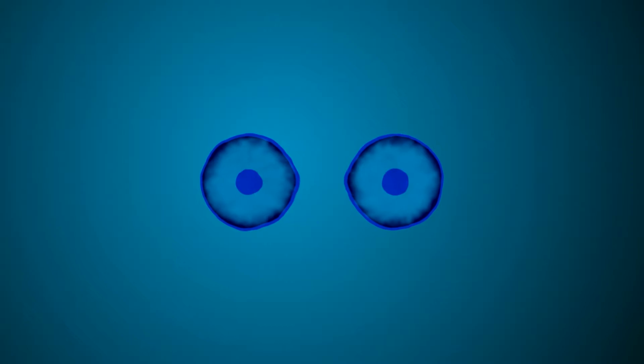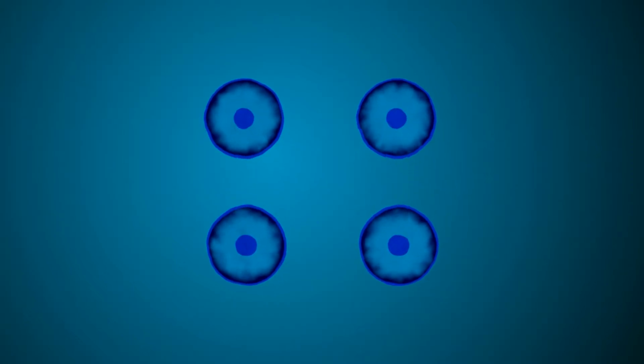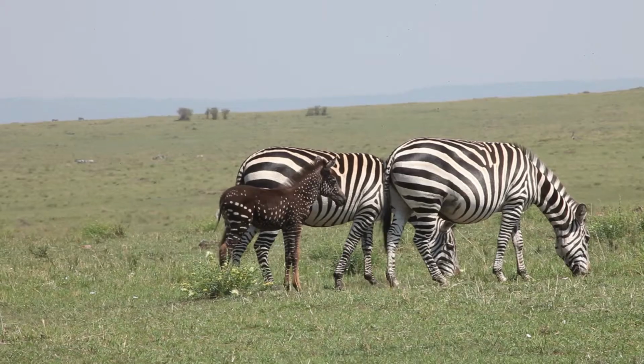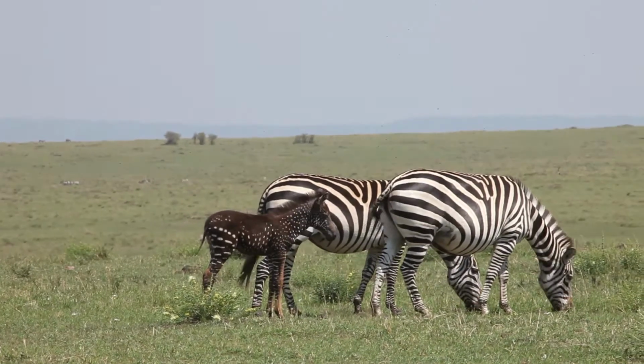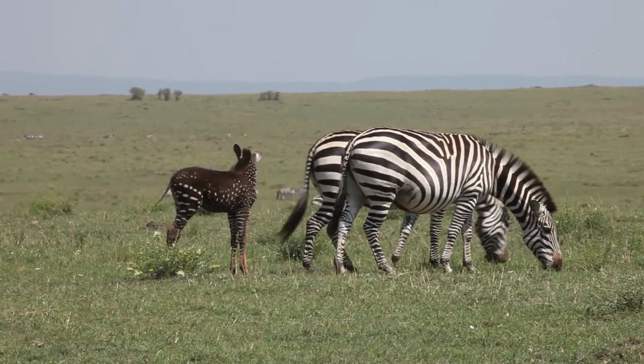A gene may exist in many slightly different variants, called alleles. For a mutation to be passed on to the next generation, it has to happen in the sex cells, that is, the sperm or the egg.